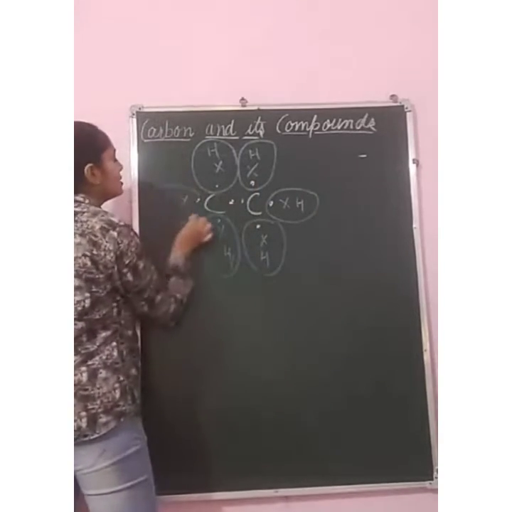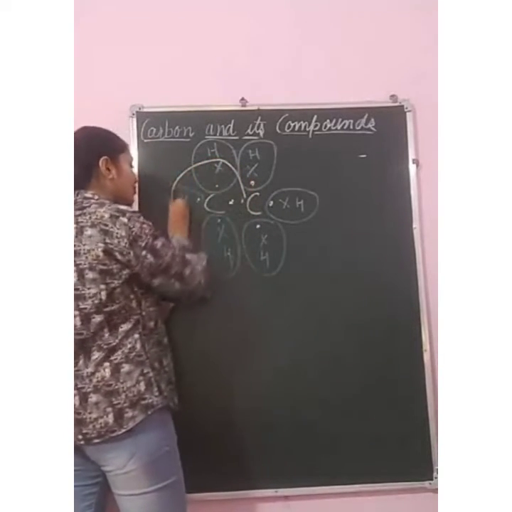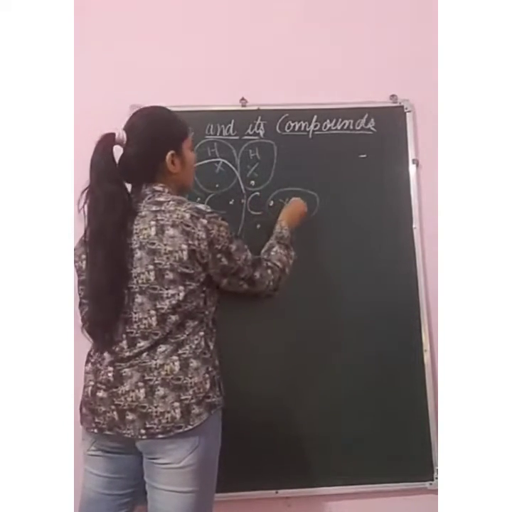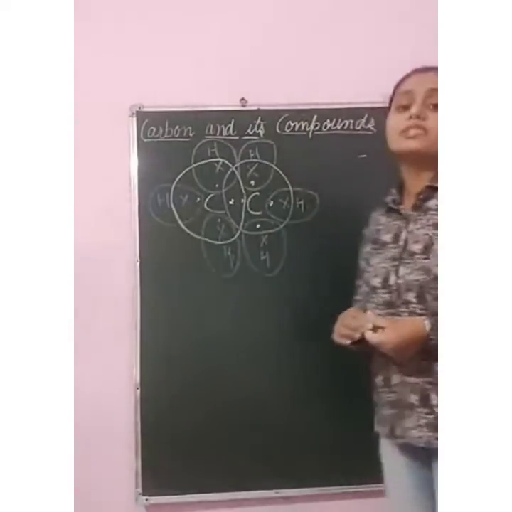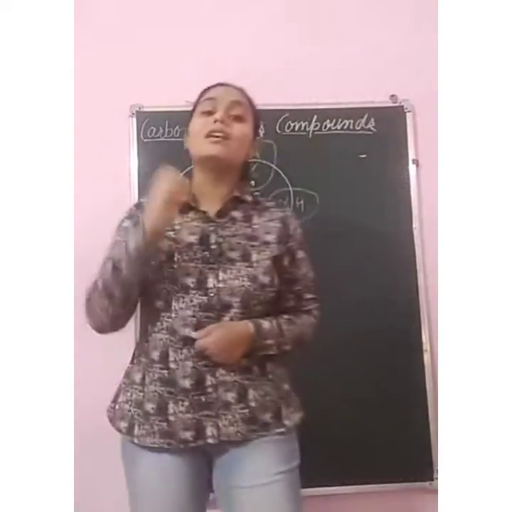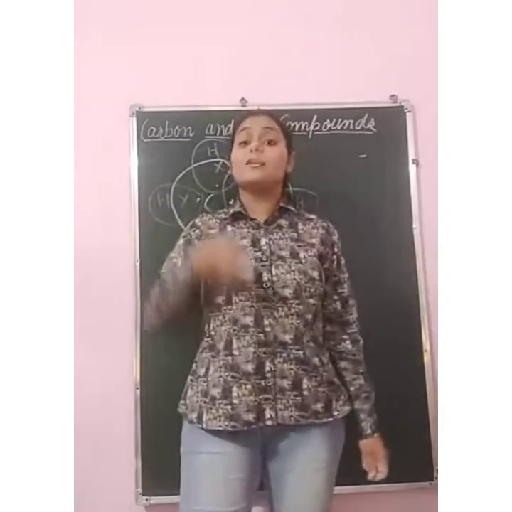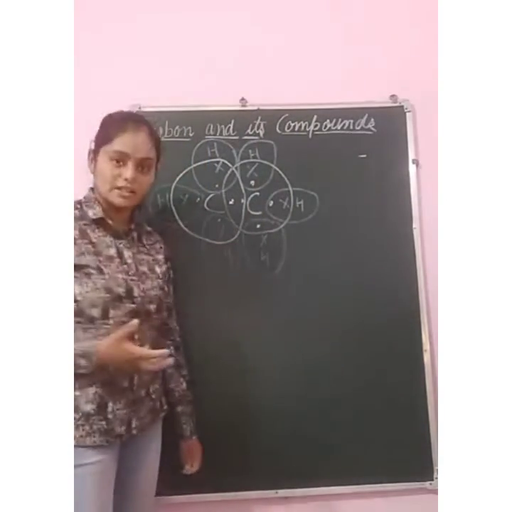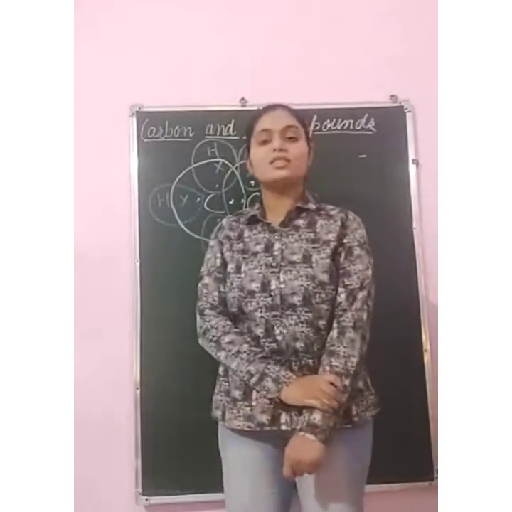Carbon has formed such a large number of compounds that we now have a different branch of chemistry for carbon, and that is known as organic chemistry. In your higher classes, you will be studying organic chemistry, and you will be surprised to know that people are even doing research on this topic, and there are more sub-branches of organic chemistry. So you can see how carbon has modified itself and formed a different branch of chemistry known as organic chemistry.